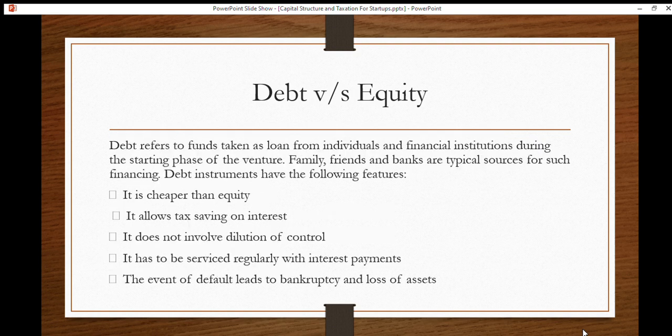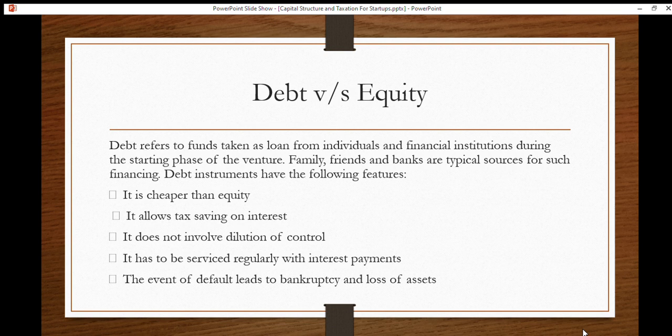Then what is debt? Debt refers to funds taken as loans from individuals and financial institutions during the starting phase of ventures. Family, friends and banks are typical sources of such financing. Debt instruments have the following features. It is cheaper than equity. To raise funds in equity, we have to bear some cost, also known as flotation cost. In debt there is nothing like that. You go to a bank and ask for a loan, so there is no cost of raising debt.